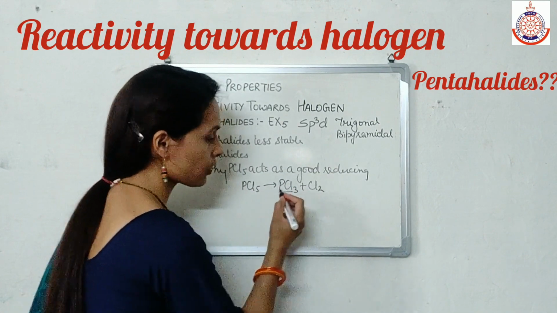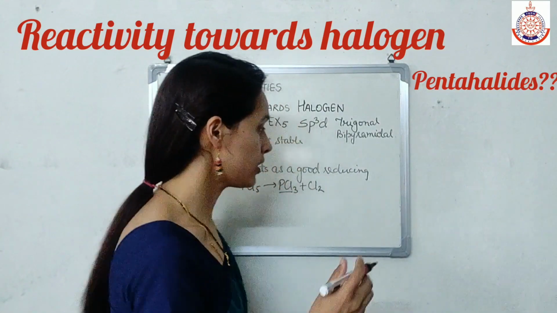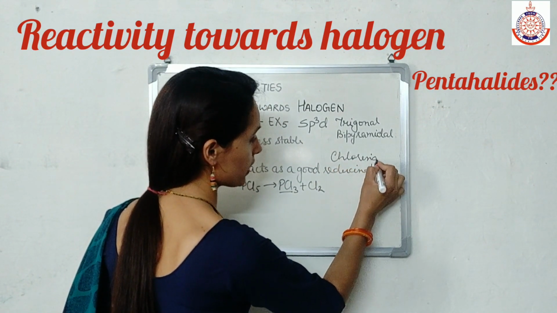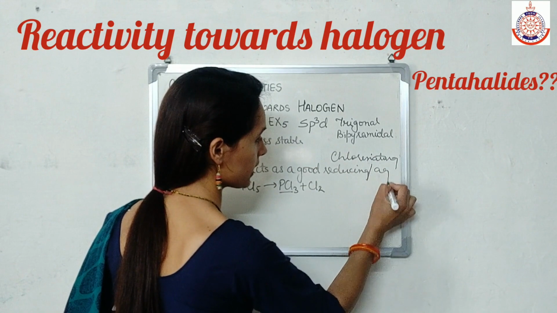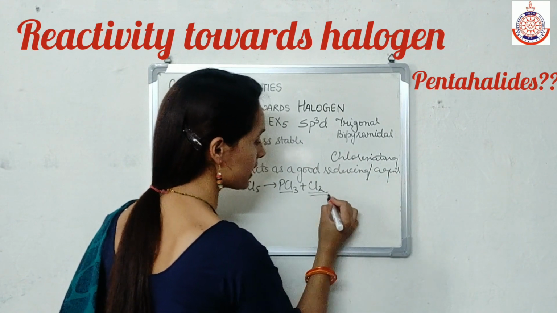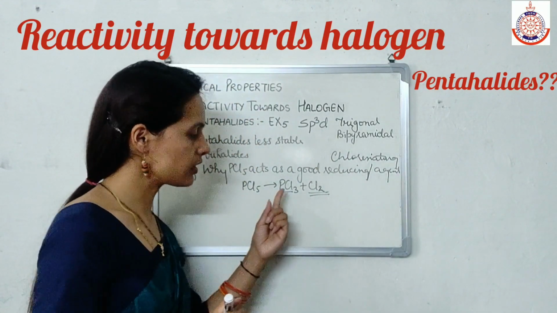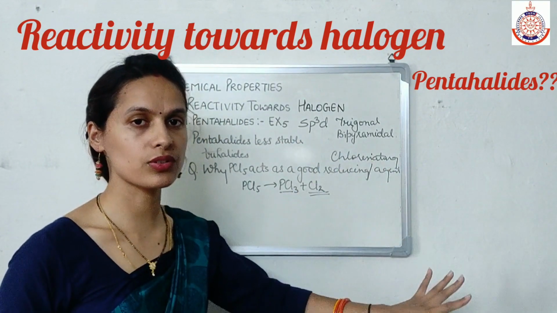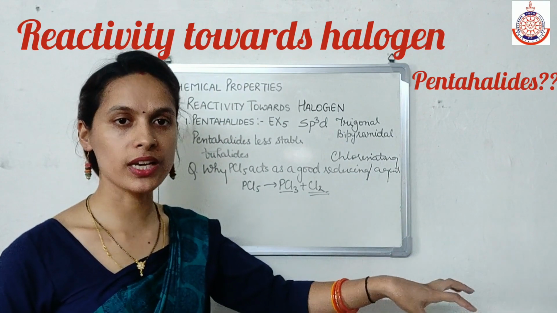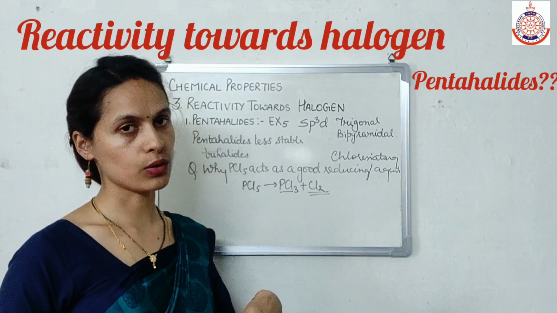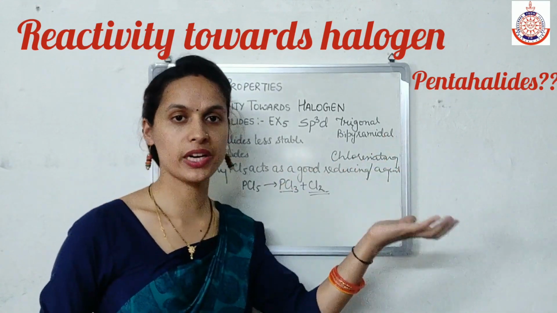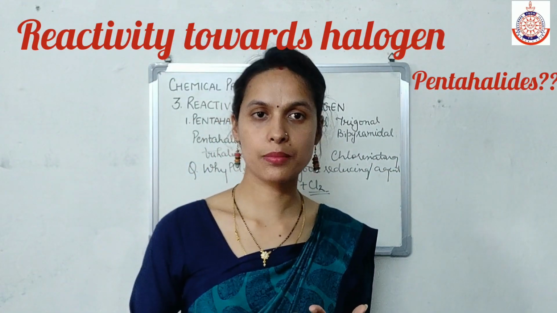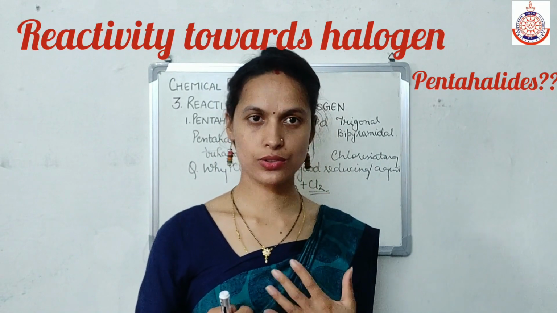PCl3 is the more stable one, because +3 oxidation state is more stable than +5, so PCl5 readily decomposes to give PCl3 and chlorine, and because of the presence of chlorine it acts as a good chlorinating agent. So because of its instability it acts as a good reducing agent.